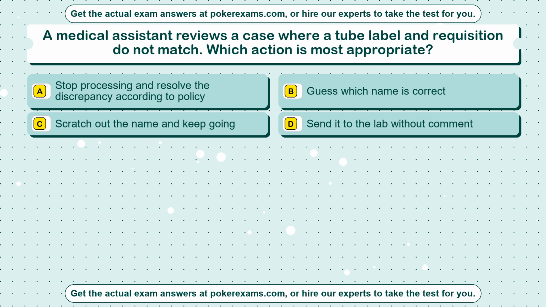Question 31. A medical assistant reviews a case where a tube label and requisition do not match. Which action is most appropriate? Option A, stop processing and resolve the discrepancy according to policy. Option B, guess which name is correct. Option C, scratch out the name and keep going. Option D, send it to the lab without comment.